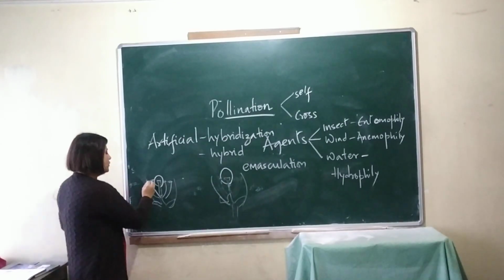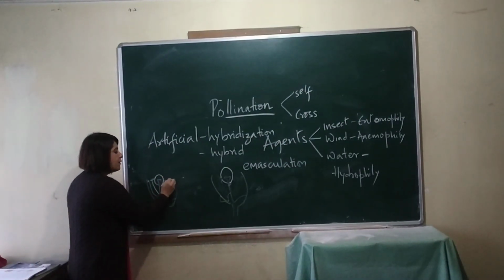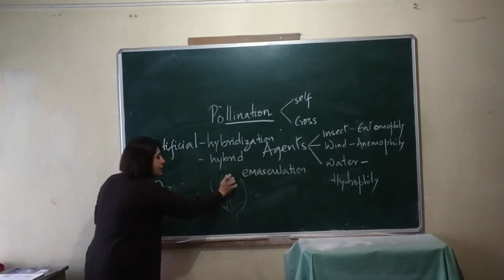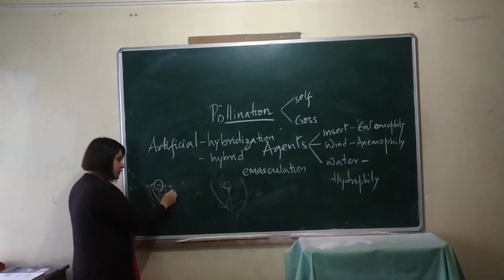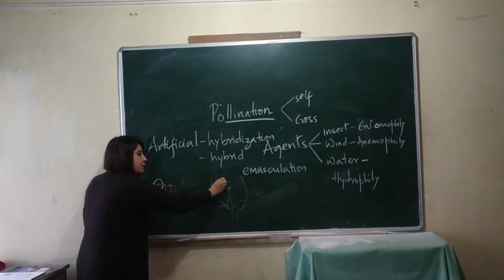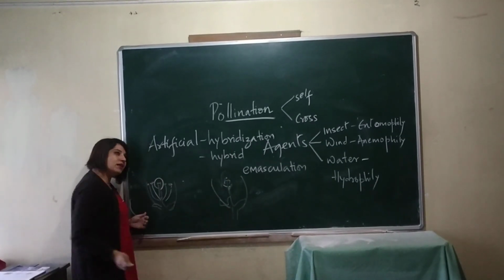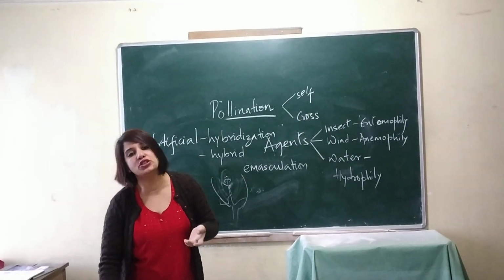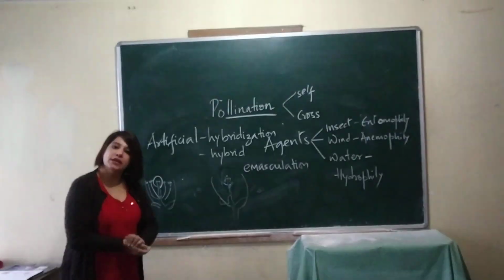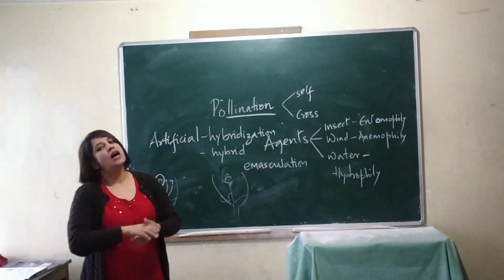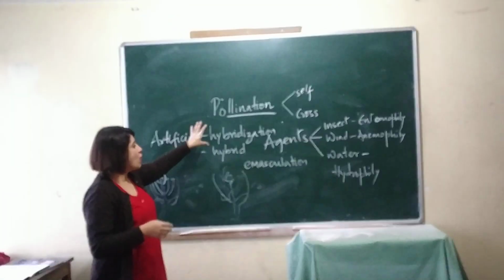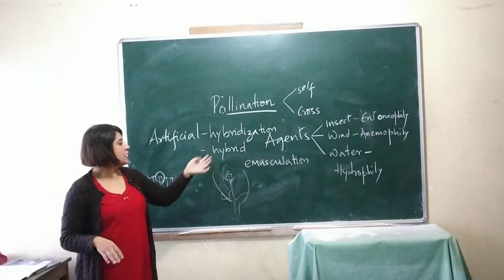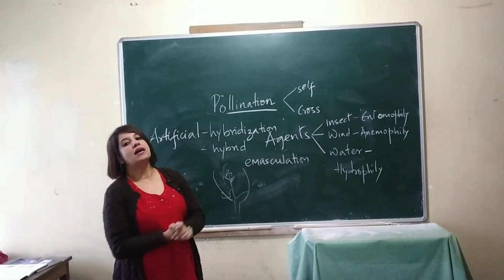Now once the pollen grains of this flower mature, I'll pick it up and then I'll dust it on this. So I'll just take this anther and I'll dust the pollen grains. Thus, how did pollination take place? I'm doing it. A human being is doing it. So this method of pollination is known as artificial pollination or hybridization, and the plant that we get after hybridization is known as a hybrid.